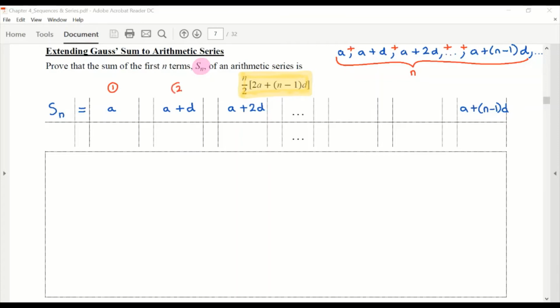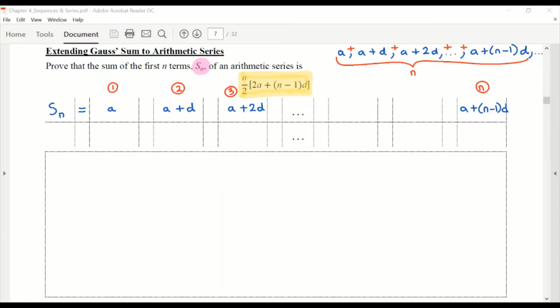That means the second term, because we're adding a common difference, has to have 1d. The amount of d is always 1 less than the term you're in. The third term has 2d. So this must be over here the nth term, because there is n subtract 1 amount of d. The amount of d you have is always 1 less than the term you're in. I hope that's clear.